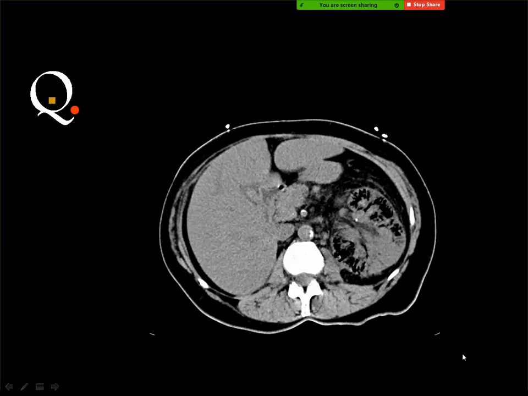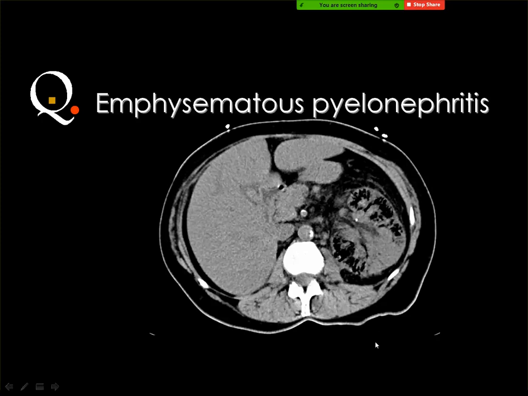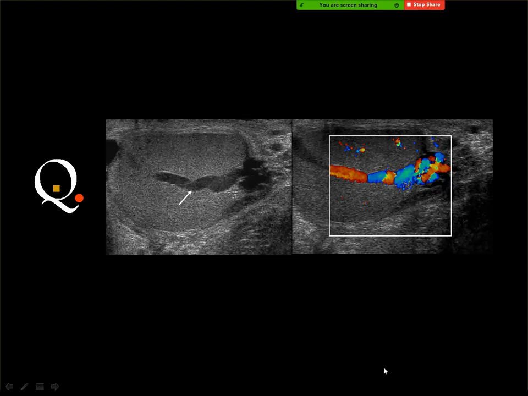Emphysematous pyelonephritis. Yes, emphysematous pyelonephritis with classic air within the renal parenchyma.